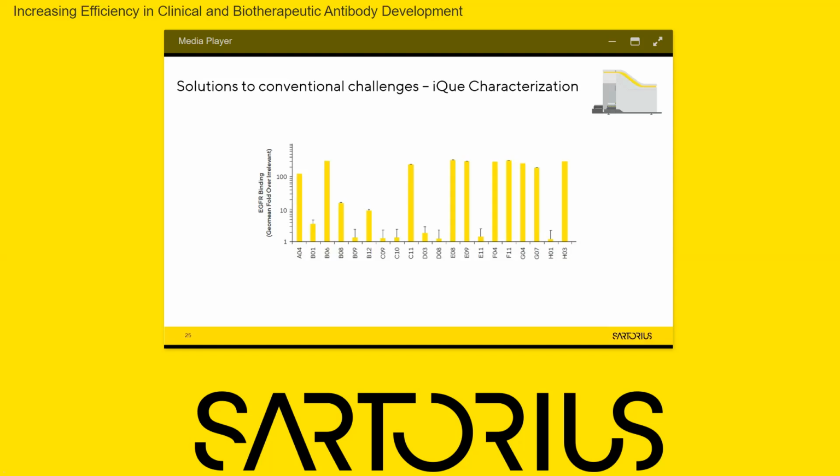So what we can see here is we have 3 clones that have very high binding, B06, E08, and G04. These have binding of over 100-fold higher compared to control. And then we also have some lower binding clones which have low to no binding of EGFR, these being B09, D08, and H01 as a few examples.